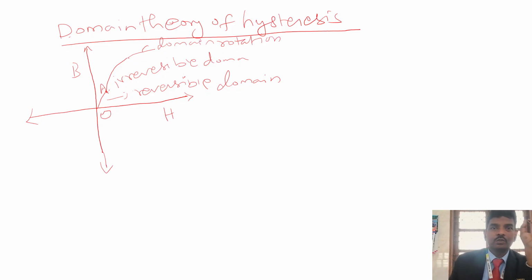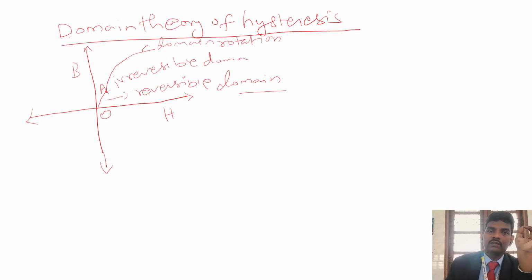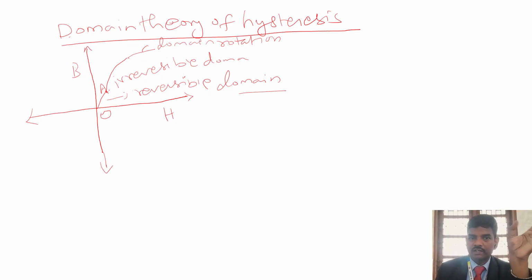In the domain theory of hysteresis, you have to talk about reversible domain, where you apply the field, remove the field, and it comes back to 0. Irreversible domain means the moment won't come back to 0. And domain rotation means the saturated magnetization. That means it won't increase further. It becomes saturated at the maximum magnetic field applied. This saturated magnetization happens due to domain rotation. As we discussed in the previous case, domain wall movement will take place from this position to this position, and domain rotation takes place in this position.